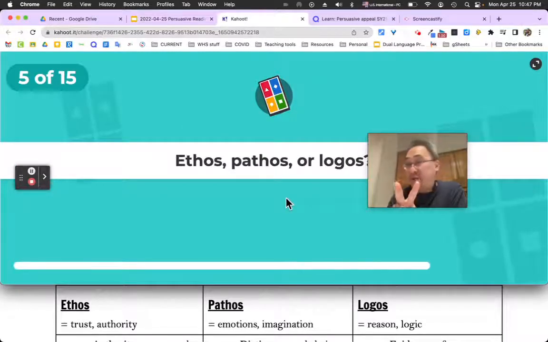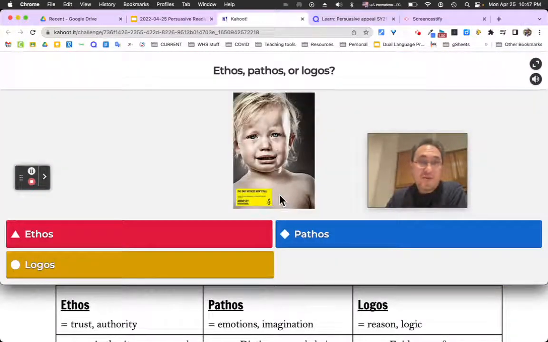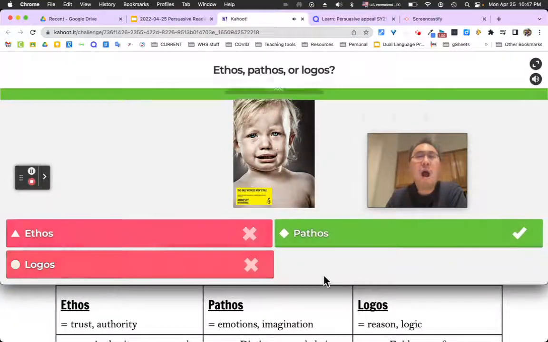I'll do two more for you guys and let you go. So, what about the crying baby? Clearly, pathos, emotional. Crying baby, this is not a famous baby. This is not any logic. It's just a crying baby. So, pathos, emotional.